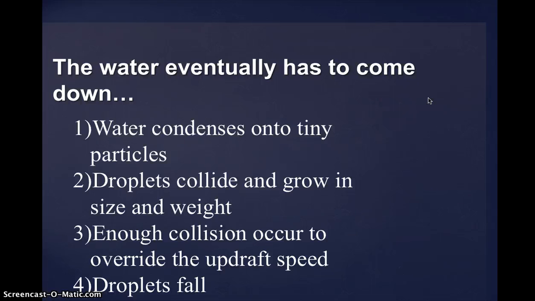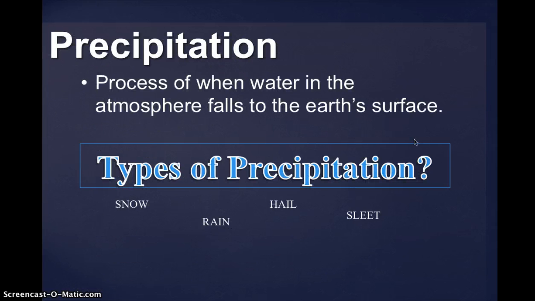Okay, so now that we have clouds, the water eventually has to come down. So what happens? Well, the water droplets are actually being held up by updrafts and large air masses. And originally the droplets are not heavy enough to fall. So what they do is they collide and grow in size and weight. And once enough collisions have occurred to override the updraft speed, then the droplets will fall. This process is known as precipitation.